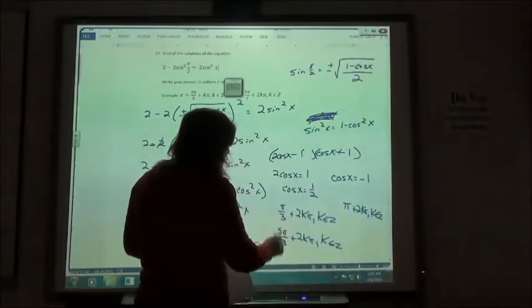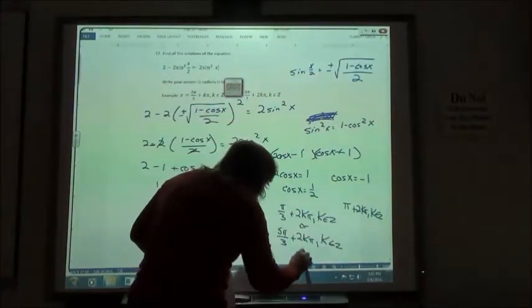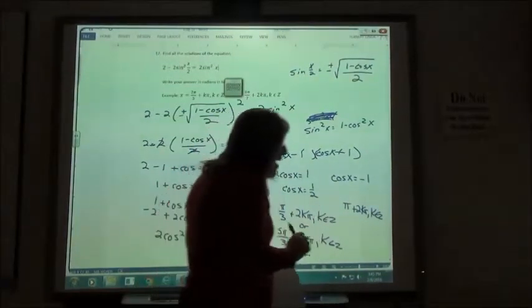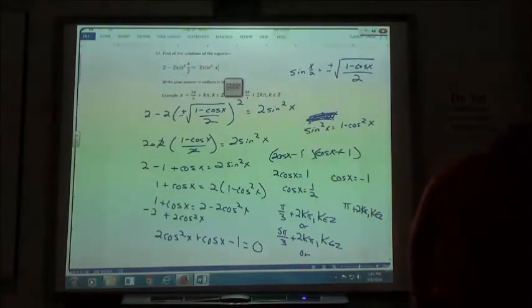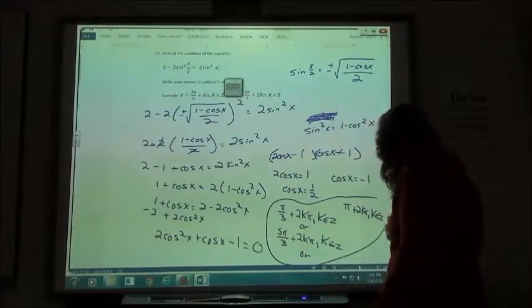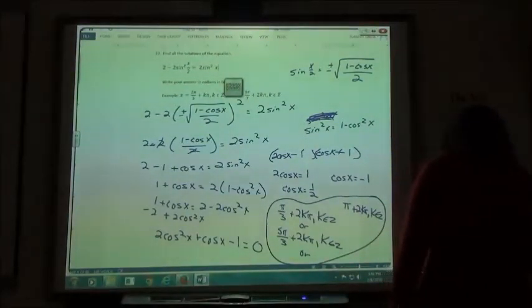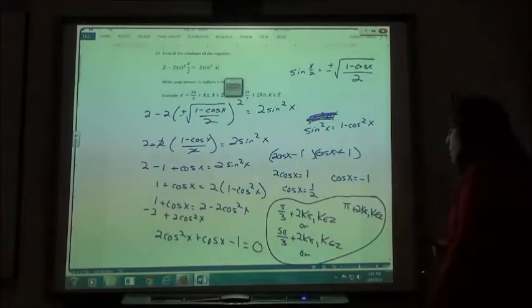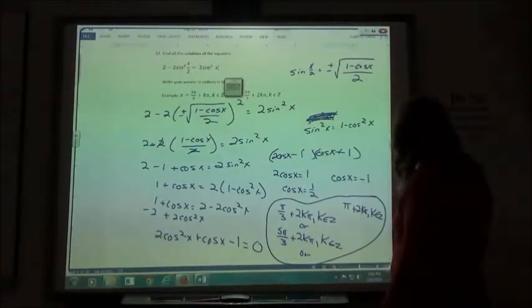So we're either going to have pi over 3 plus 2k pi, or 5 pi over 3 plus 2k pi, or pi plus 2k pi. And so all three of those are going to go in for your answer. Pi over 3 plus 2k pi, 5 pi over 3 plus 2k pi, or just pi plus 2k pi, since that's the only place cosine equaled negative 1. One more on the sheet.